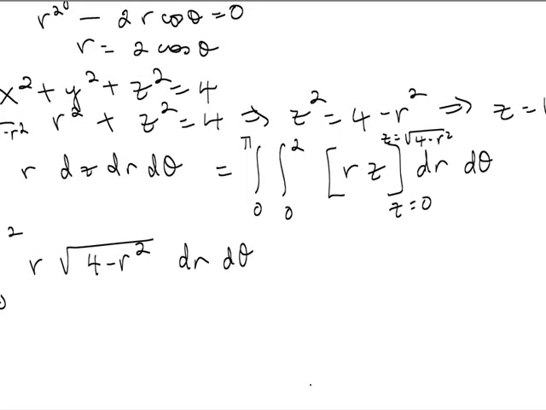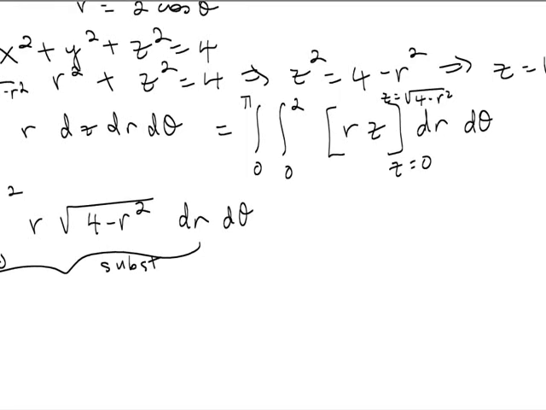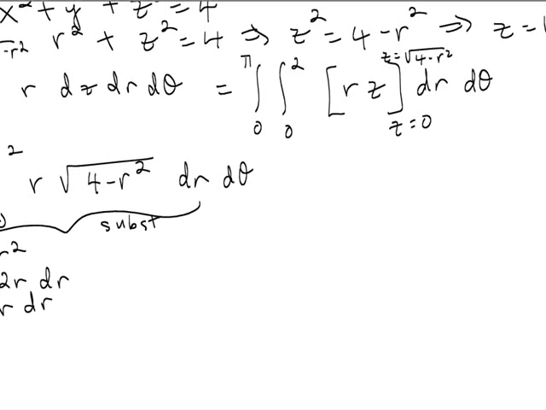Substitution. All right. So here, we're doing this substitution. So u equals what? 4 minus r squared. du equals minus 2r dr. r dr is minus du over 2. Change the limits. r is 0 implies that u is 4. r is 2 implies that u is 0.